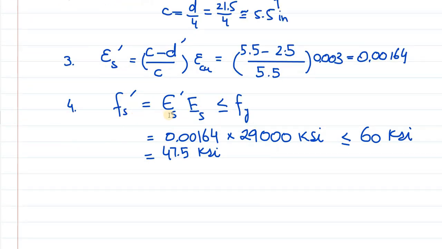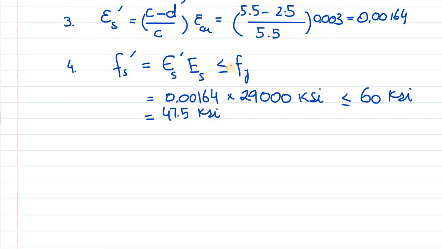Next you calculate fs prime based on this formula and making sure that you do not take the value greater than Fy. So putting these values you get 47.5, this is lesser than 60 ksi, so this is fine. If this value had exceeded, we would have taken it equal to Fy. So this is fs prime.